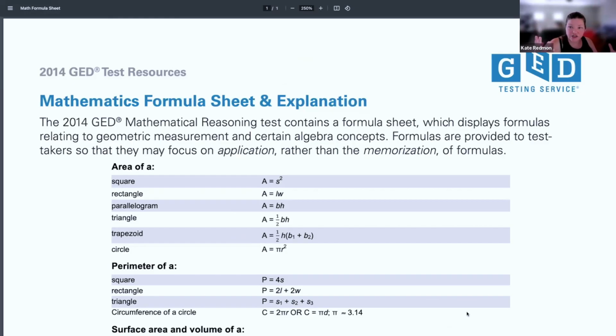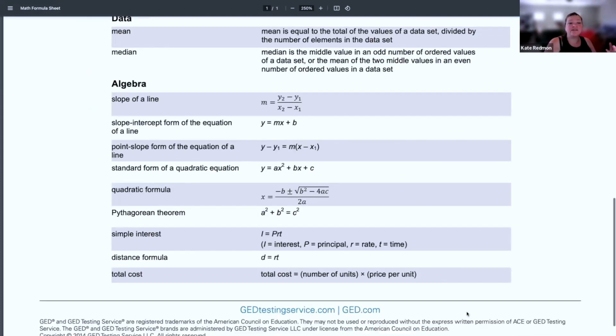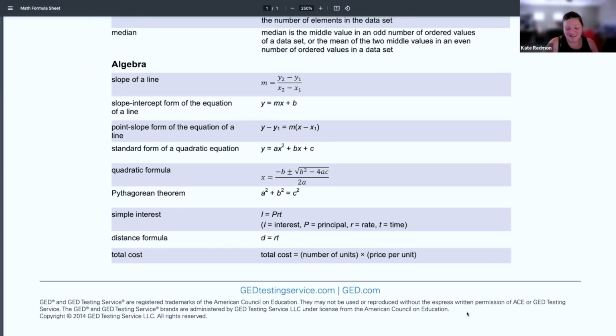Interest has nothing to do with the shape. It's also not the mean and median data analysis. So go down to the bottom with those random formulas. Do you see the formula that we need? I equals PRT. Beautiful. Multiply together the principal, the rate, and the time.